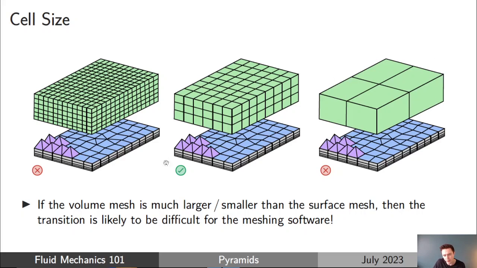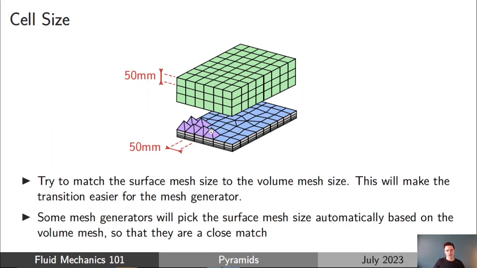And so without actually understanding how this transition process works, this is telling us that it's a really good idea to try and match the size of the surface cells to the size of the volume cells, because this is going to make the transition easier for the mesh generator, and ultimately the quality of the cells is going to be much better. So what does this mean?